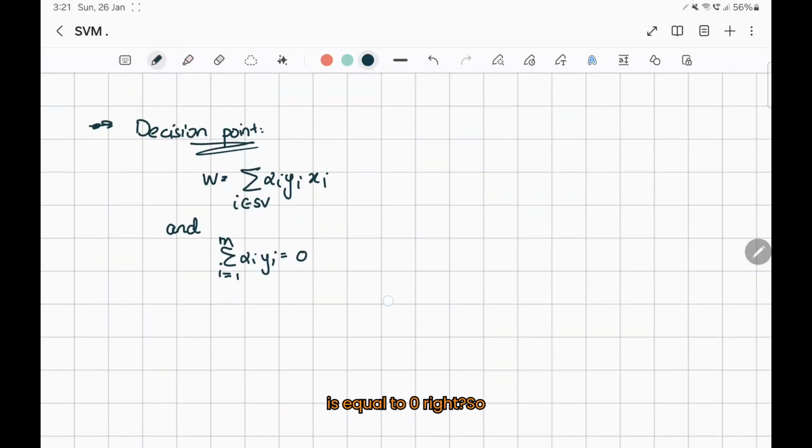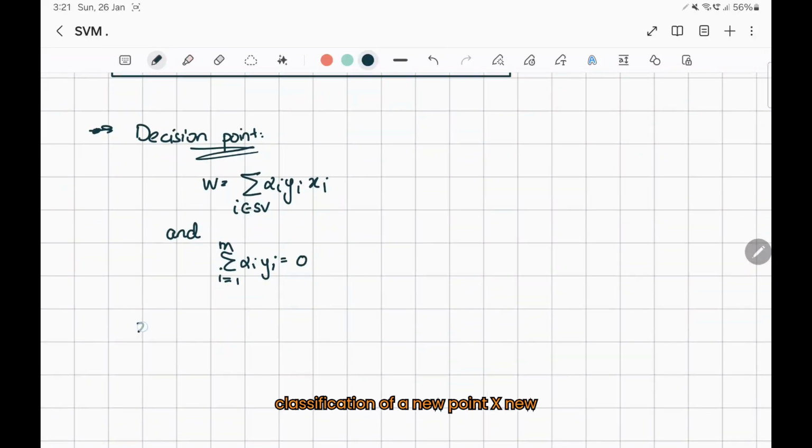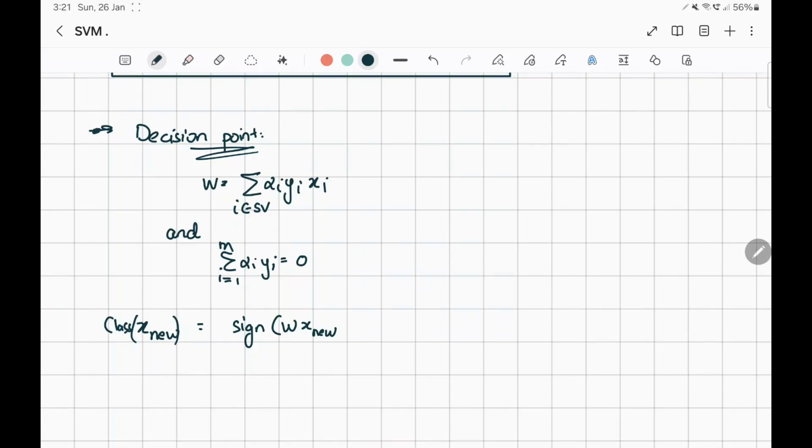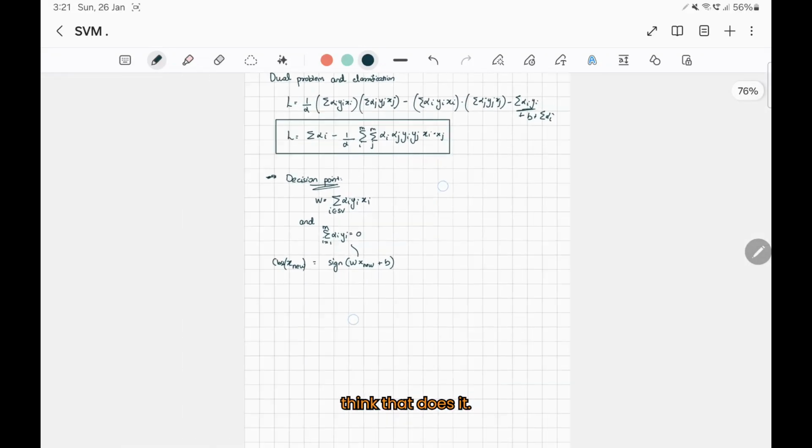So classification of a new point x new would be sign, right, positive, negative, of the sum of alpha I, yi, xi dot x new, plus b. So if you see, this is the sum over only the support vectors, right? And this is how the classifications happen, and how they're only contingent upon the support vectors. Cool. I think that does it.